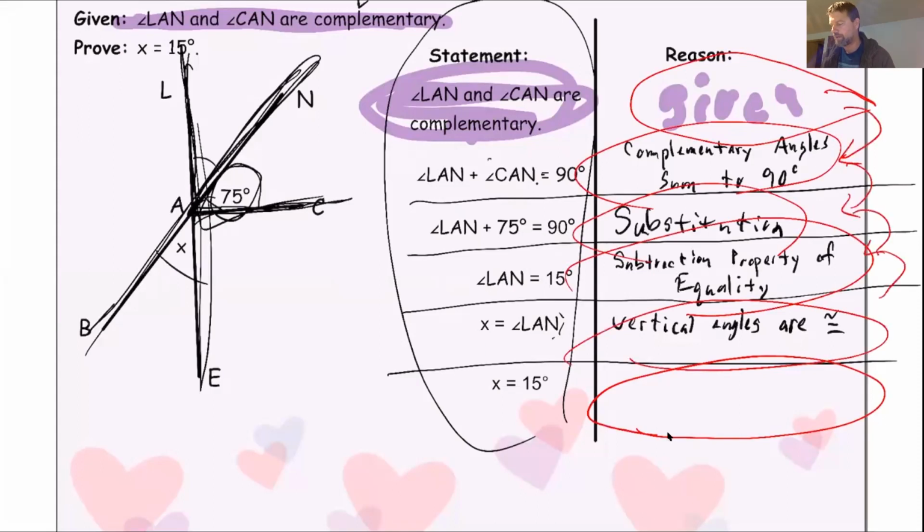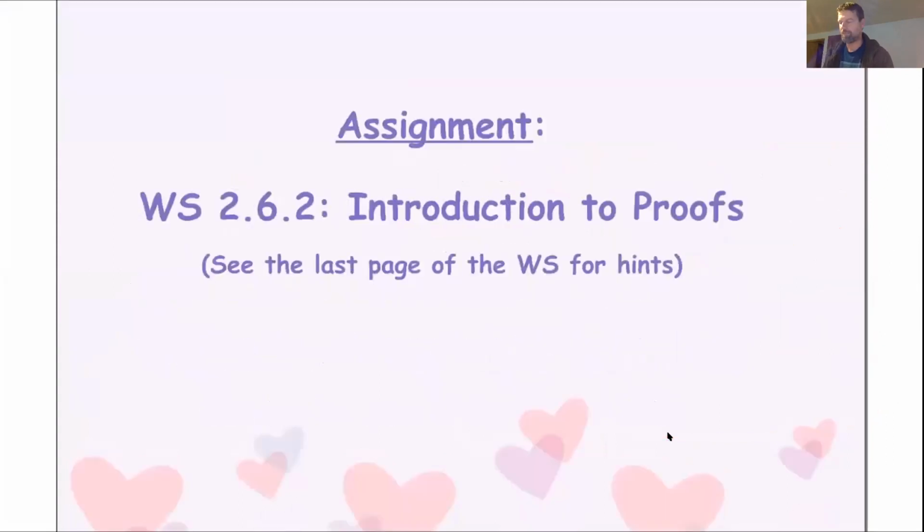And then hopefully, oh, I get why they said it's 15. Because right above it, they said X is equal to LAN. And here, I already knew LAN was equal to 15 degrees. That's why I could do it. I use that substitution thing. All right. Worksheet. Last page of the worksheet has hints. Good luck.